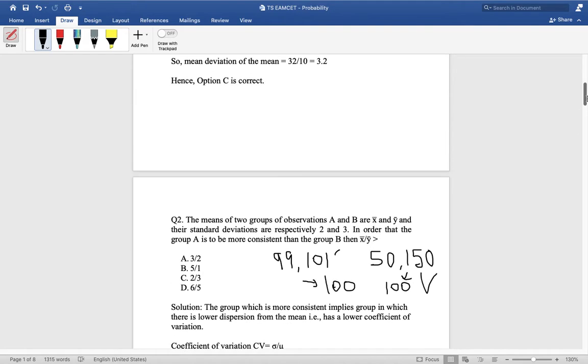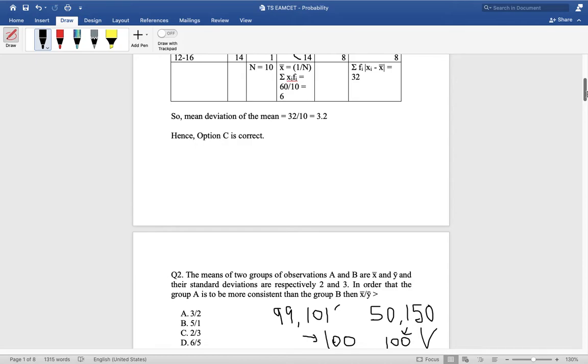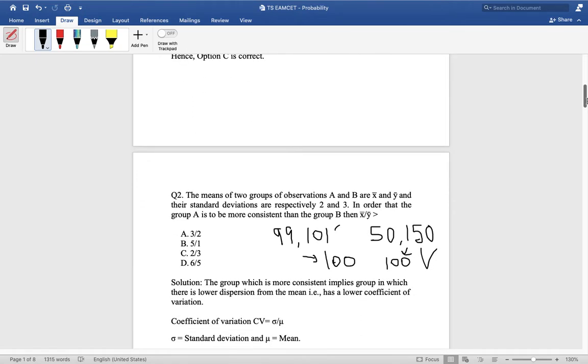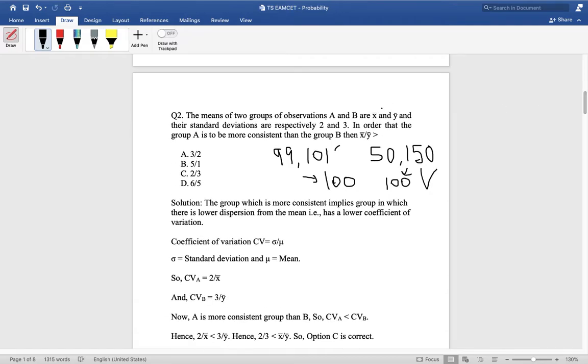So if the mean is the same and the standard deviation is less, then that is the more consistent data set. Now when we look at this data set, the means are given as x bar and y bar, and the standard deviations are given as 2 and 3. The means are not similar, so I don't know which one is more consistent. So for that I'm using the coefficient of variation.